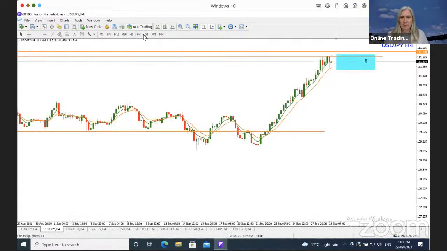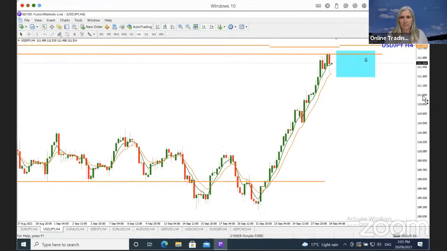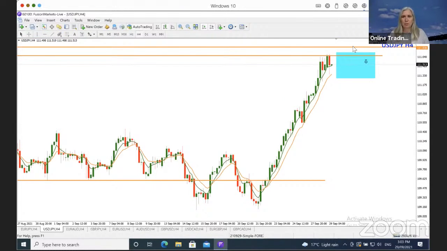And then if there is, then I'm looking for a short on the 4-hourly time frame to enter around that top or around the horizontal resistance level there.